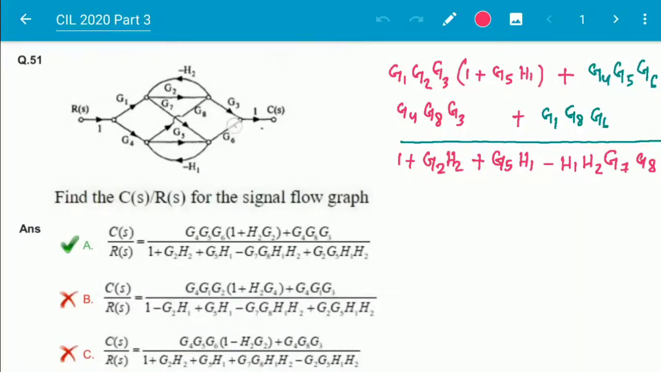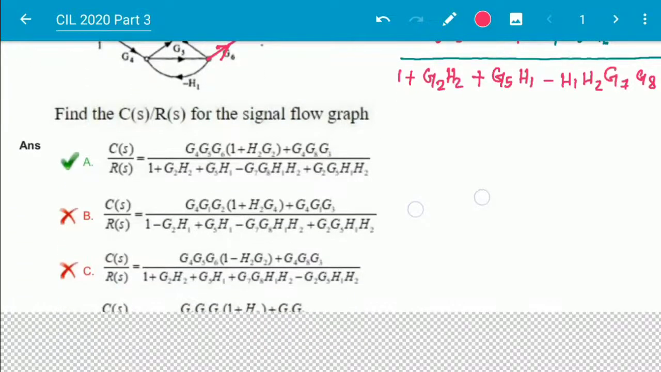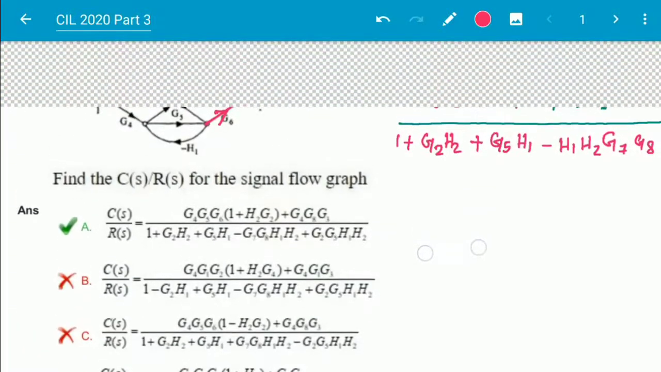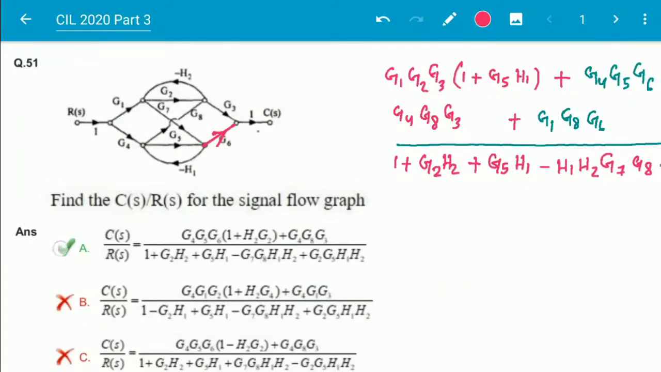The direction of G6 is not mentioned. The direction of G6 may be this way or in this way. There is no direction given for G6. I am taking this direction for G6 and solving the question, because the options given here all include G6. Here the option given by Coal India Limited is G4, G5, G6.